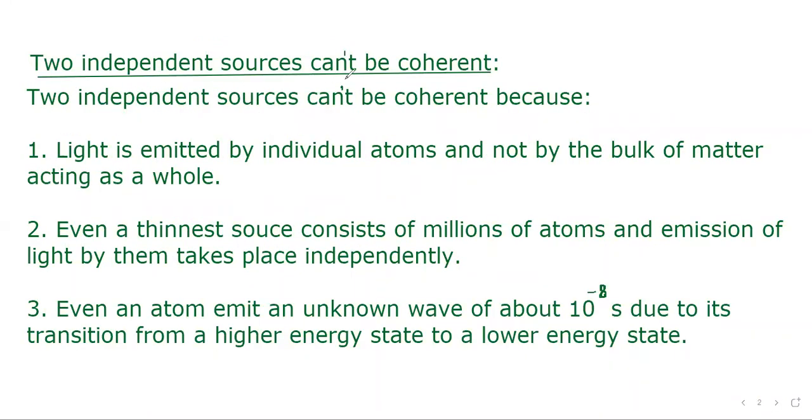Two independent sources can't be coherent because light is emitted by individual atoms and not by the bulk of matter acting as a whole. Even the thinnest source consists of millions of atoms, and emission of light by them takes place independently. And third point, even an atom emits a wave for about 10 power minus 8 second due to its transition from a higher energy state to a lower energy state.